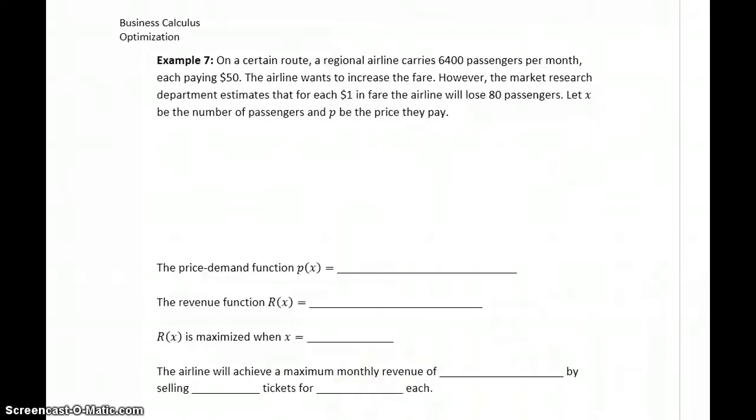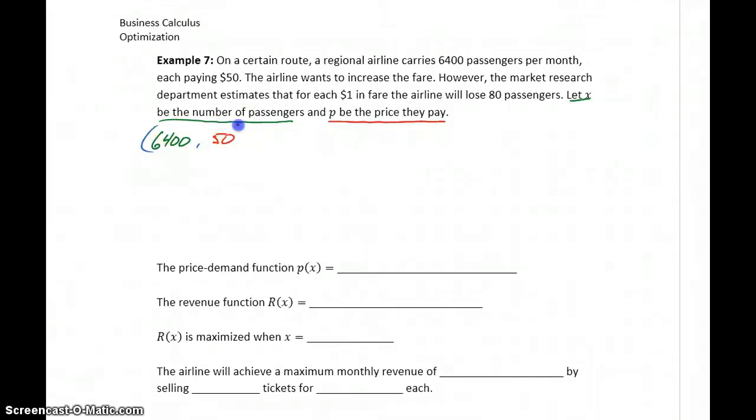In example 7, we have something slightly more complicated. On a certain route, regional airline carries 6,400 passengers, each paying $50. They want to increase rates, but for each dollar they increase the fare, they estimate that they'll lose 80 passengers. So we want to let x be the number of passengers. So what we're told is that initially we have 6,400 passengers, and p be the price that they pay. So x is our independent variable, p is our dependent variable. So when we have 6,400 passengers, they're each paying $50.